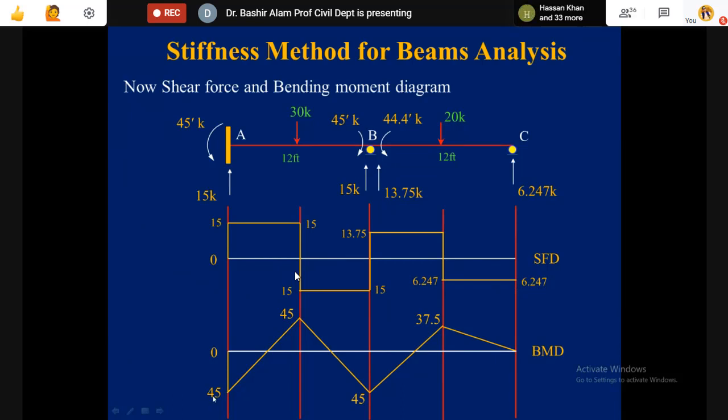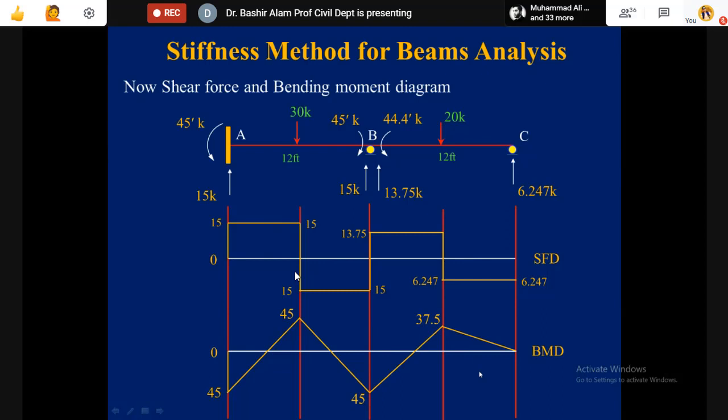Bending moment, we calculated this 45, causing tension in the outermost fiber. So we are drawing this below the zero. Now again, tension in the topmost fiber, so 45. Here you can calculate this. This will become 45 minus 15 times 6, so plus 45. Similarly, you can calculate this one also. It is 6.247 multiplied by this 6. So you must be getting this one. So this is regular business, the rest.